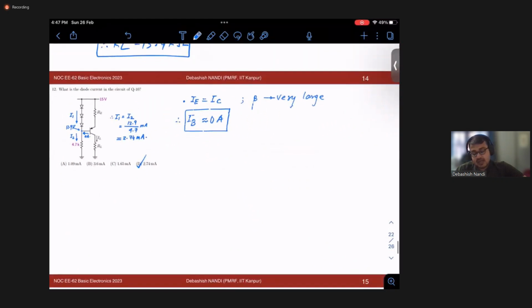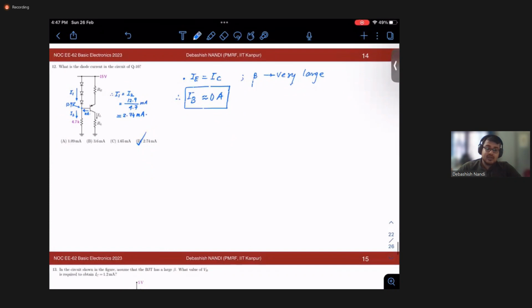So what we are dealing with now is simple biasing of BJT circuits. Next week we will see some more sophisticated usage of these BJT circuits. Some amplifiers we will see. Maybe if time permits, we will see some switches also, how BJTs are used as switches. But this is a simple biasing scheme. It is not all the biasing schemes, right?